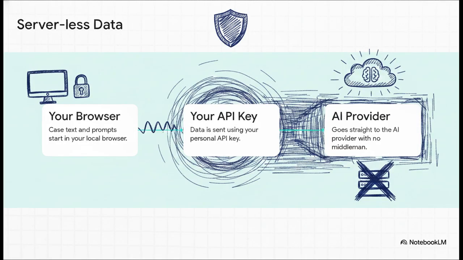But honestly, the real magic of their privacy model is this serverless architecture. This is exactly how they guarantee your data is locked down. When you use a tool in the hub, the data flow is incredibly simple. Your case text and your prompts go straight from your own web browser, using your own personal API key, directly over to the AI provider. Boom. That's it. There's no middleman. There is absolutely no ViBrowns backend server intercepting, reading, or hoarding your data. Everything stays strictly between you and your chosen large language model.